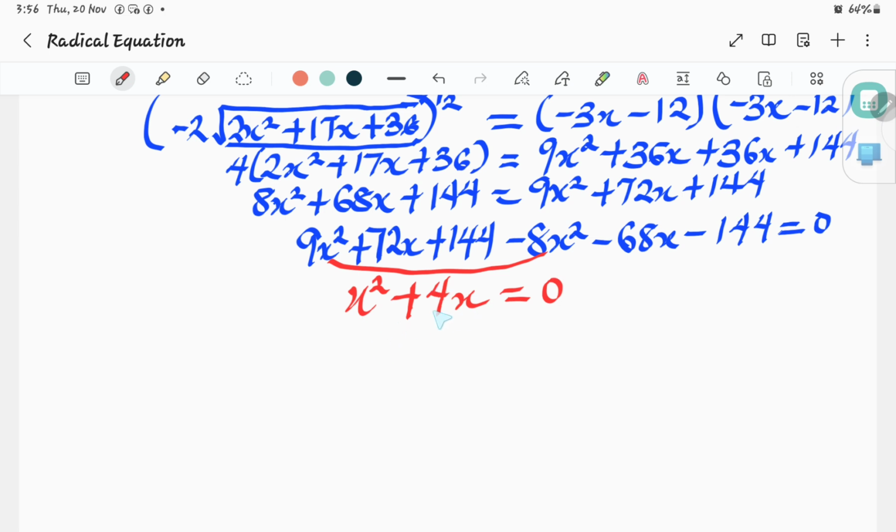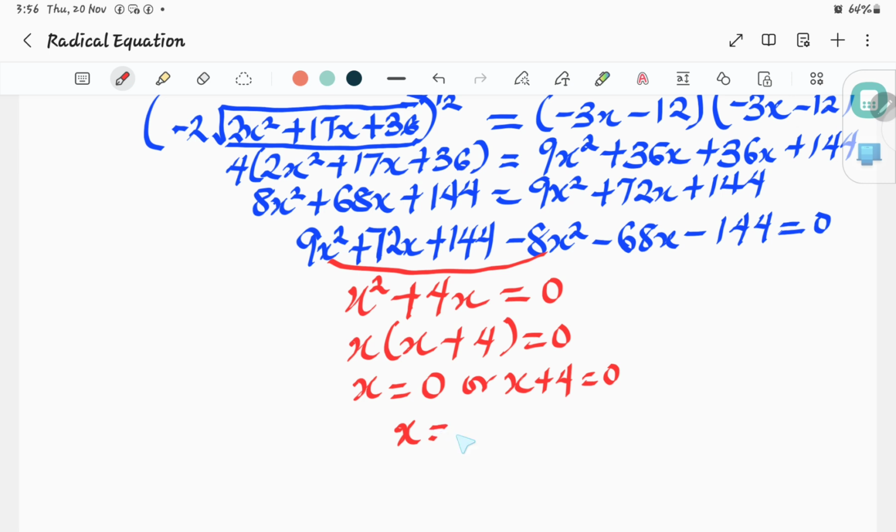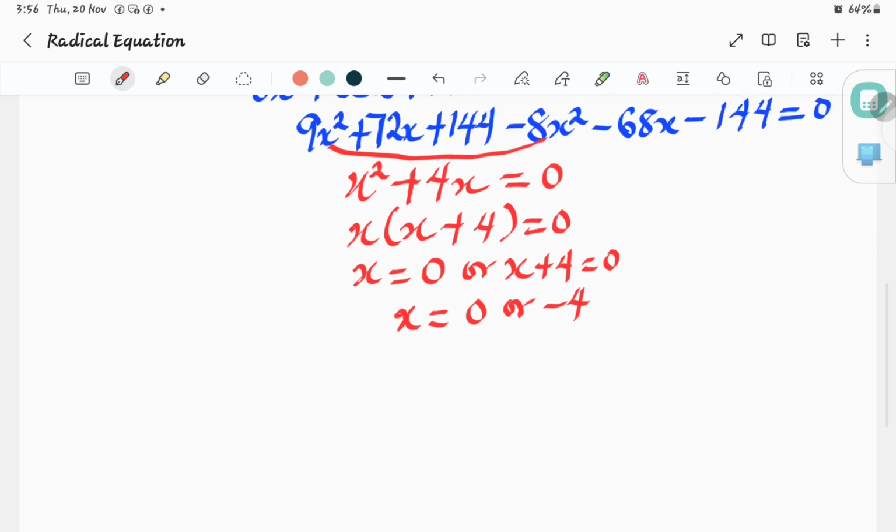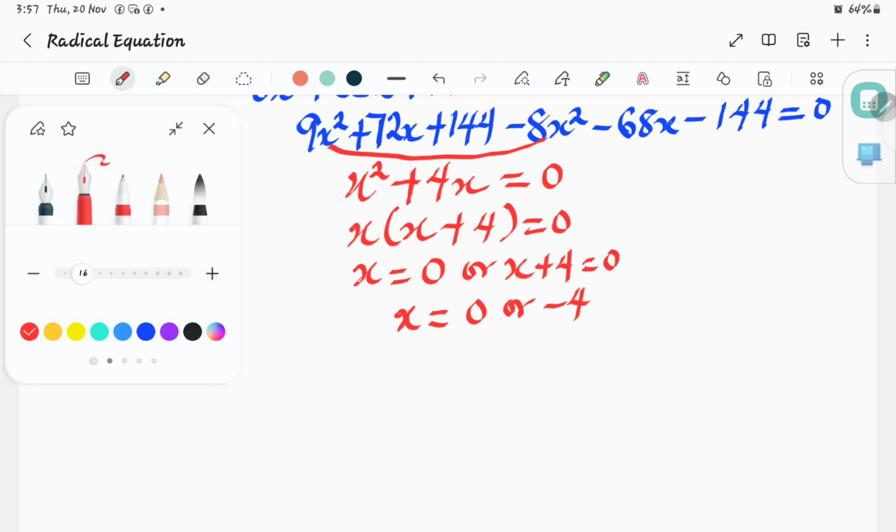So from here we can say x is common. If you bring out x, x plus 4 equals 0. So we can say x equals 0 or x plus 4 equals 0. Hence x equals 0 or, positive 4 going to the right hand side, becomes negative 4. All right, so we are done solving. But don't forget, we were told in the question to check. So let's quickly do a check.